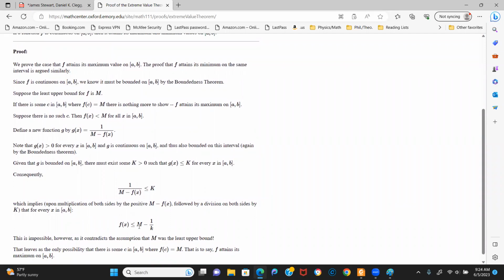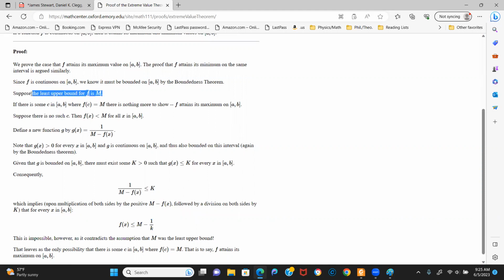This is a typical method of proof in mathematics, you do a proof by contradiction. You assume the opposite and you get this absurd statement. Why is this statement right here absurd? Well, if you take m minus 1 over k, you've shrunk the number m. You've just subtracted a little bit off of m. So this number, m minus 1 over k, is strictly less than m. This shows that f of x has this upper bound, m minus 1 over k, and this upper bound is strictly less than m.